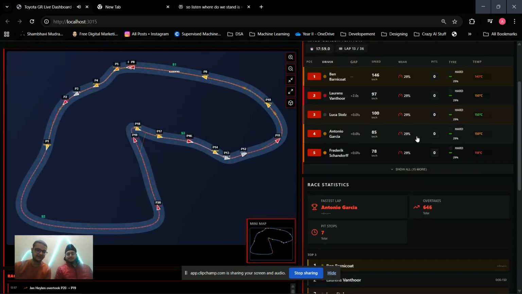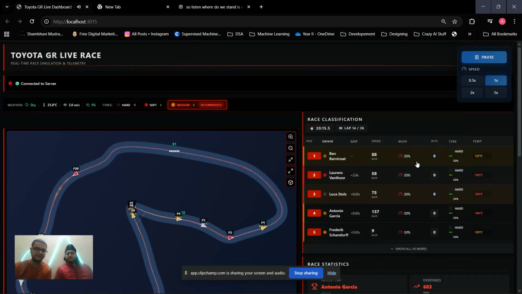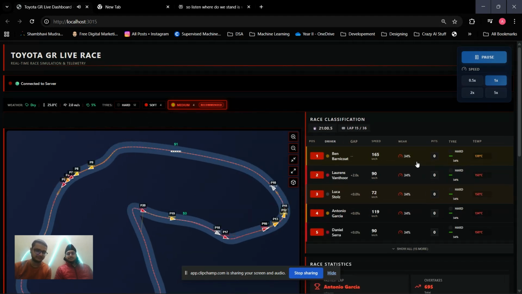So we simulated everything from physics to tire wear to weather to wind speed and direction, pit stops, tire strategies, and fuel consumption and refill using the models and data sets that were provided by the hackathon organizers. Now I'll hand over to Darshveer to explain how this happened.